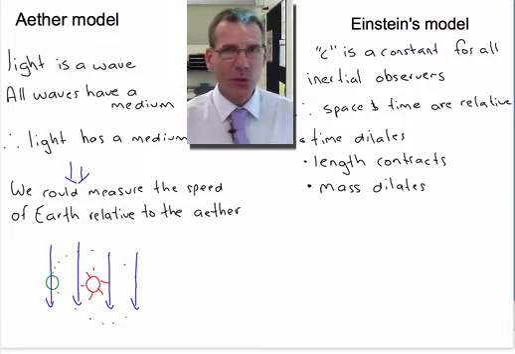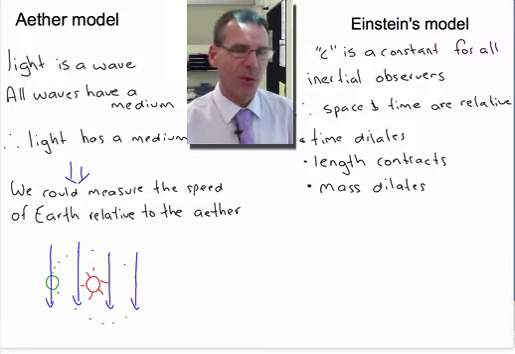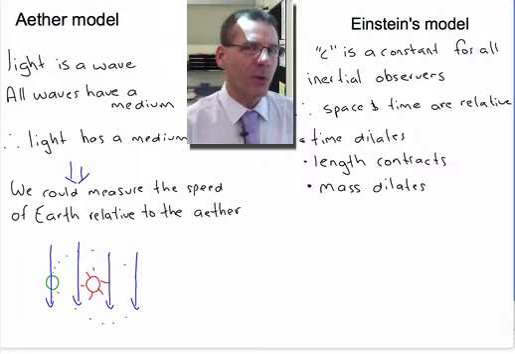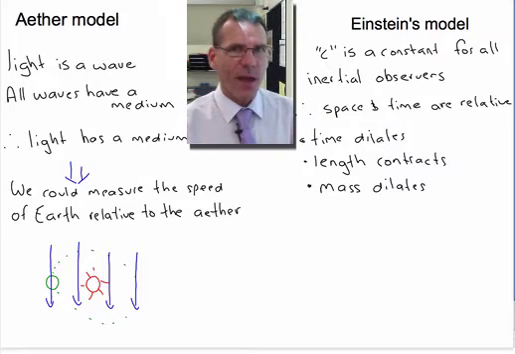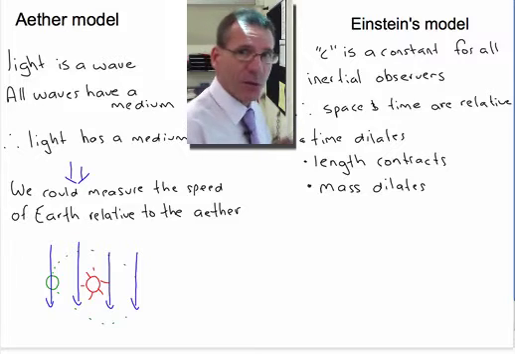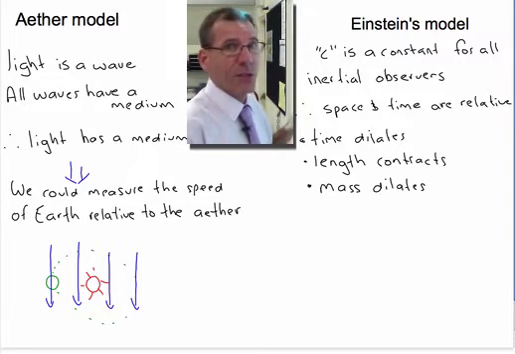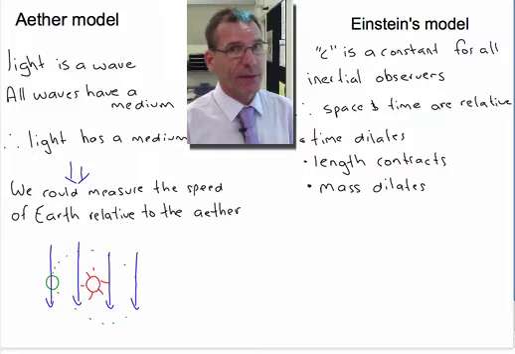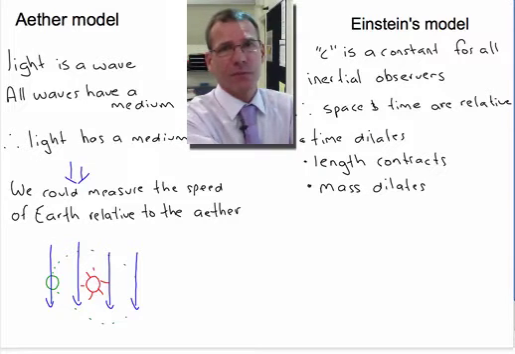So here we are with our two theories, our ether model for the transmission of light, which is a really nice, comfortable model. It's based upon what we think the world would be like. Light's a wave, therefore it has to have a medium because every other wave has a medium. And out of that comes this consequence that we should be able to measure the speed of the Earth relative to the ether. On the other hand, we've got Einstein's bizarre model.